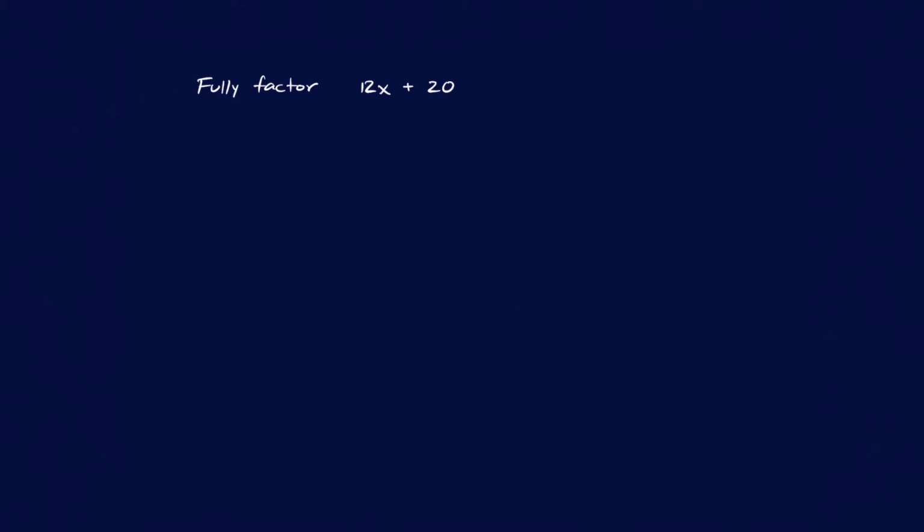Now, this idea of finding the greatest common factor of two numbers is pretty simple, but it's actually really important in math, in everything you do. Because if you want to fully factor an expression, you have to find the greatest common factor of all of the terms. So the two terms in this expression are 12x and 20. So what is the greatest common factor of 12x and 20?